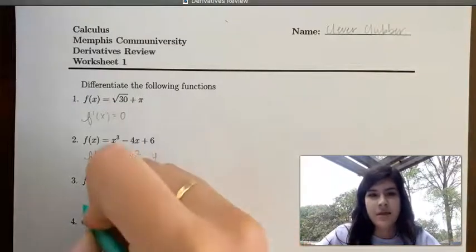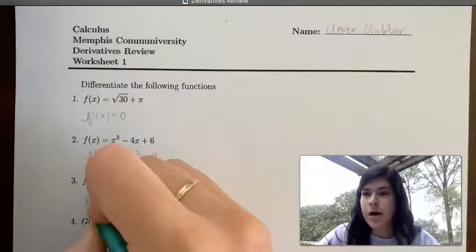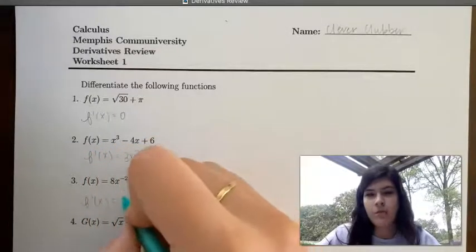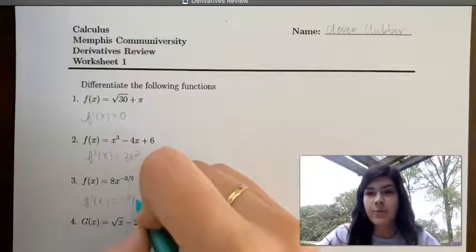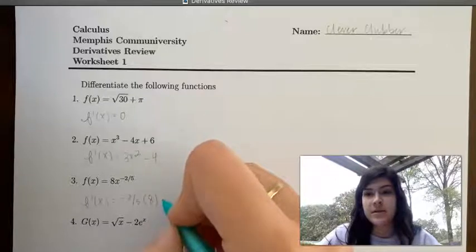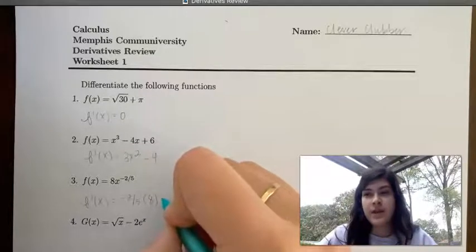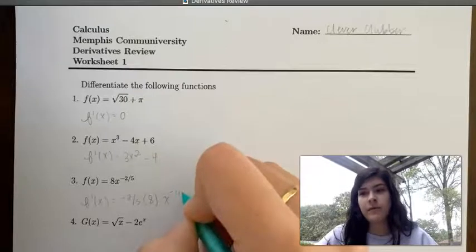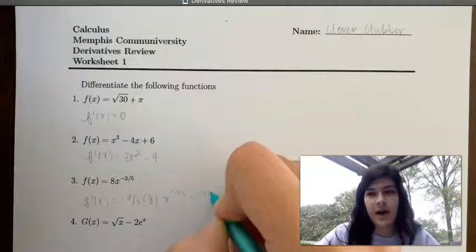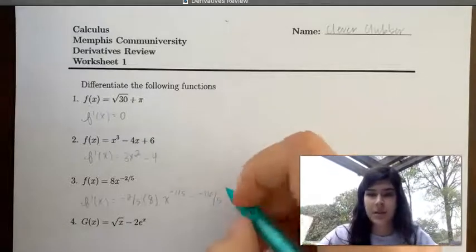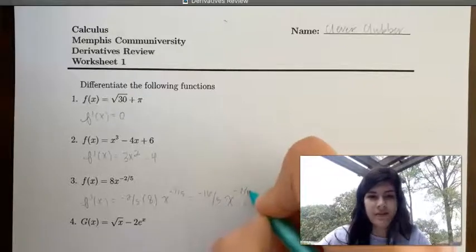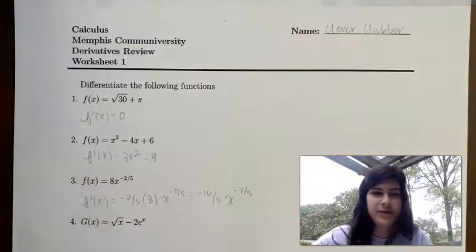So then this next one is another power rule. And this one's a little tricky. So I would probably just write the 8 and keep that and then bring the negative 2/5 down, and then you're going to have x. And remember that negative 2/5 minus 1 or 5/5, that's going to be negative 7/5. And then I would simplify that, and that's how you get negative 16 over 5. But I would just be careful because the negatives and the fractions are kind of tricky.